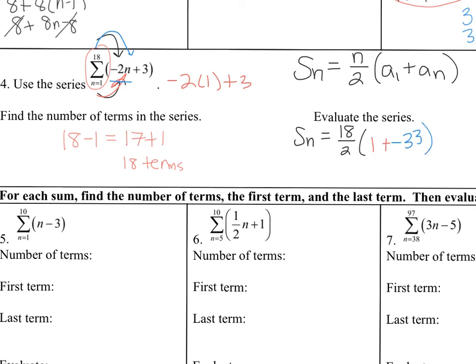So I'm going to do 9 times negative 32. And I get negative 288. So this will be much faster than listing out all of the terms and adding them.